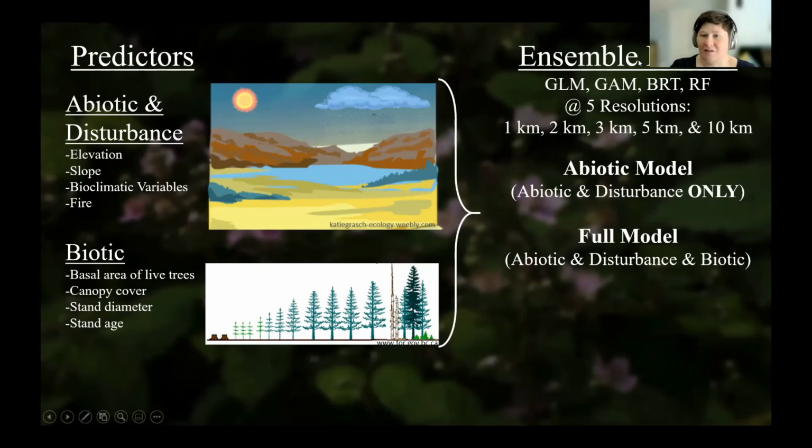So after building these ensemble models for each of the 5 species at each of the 5 resolutions, using the 2 different sets of predictors, we then evaluated the model fit according to the true skill statistic, which, if you're not familiar, is in a nutshell just a way to evaluate how well the model fits. So how well does it do at predicting true presences and true absences.